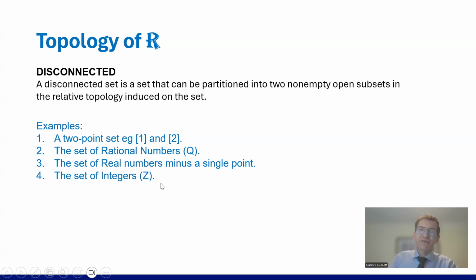The set of integers, we can split that easily because they are individual points. A finite set of points, e.g. 1, 2, 3, 4. That's easy to split up. You can split up into 1, and then 2, 3, 4.